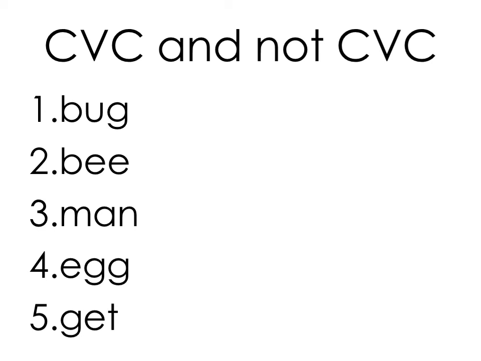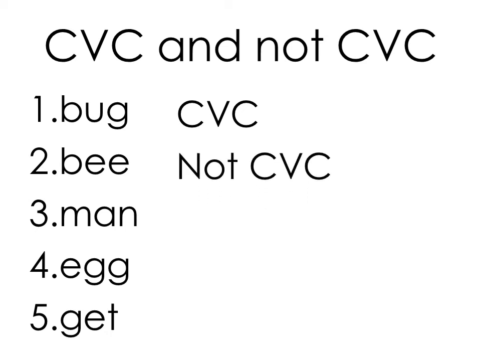Now, if you're not yet done answering, you click the pause button. But if you're done and ready to know the answer, click the play button. So let's answer number 1. For number 1, it's a CVC. Correct, because B is a consonant, U is a vowel, and G is a consonant. So now let's have number 2. Number 2 is not CVC. Why? Because B is a consonant and E is a vowel. So it should be CVV, right?